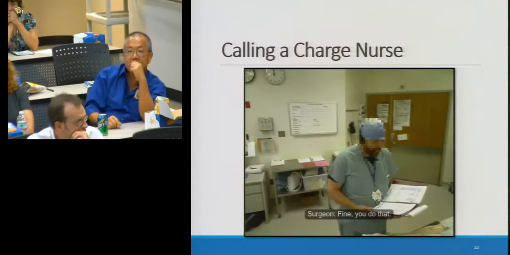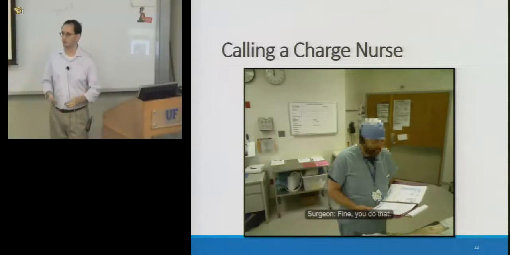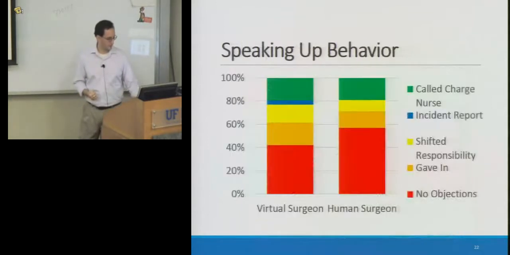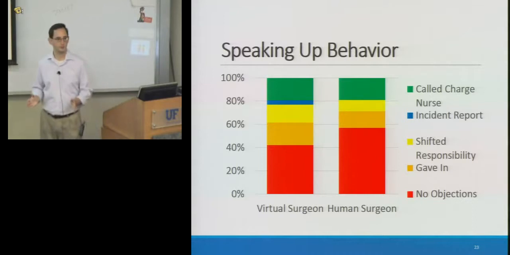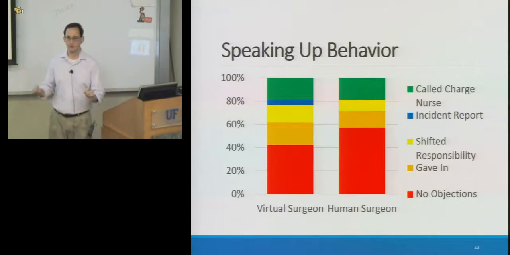So we took steps to try and reduce the variance between the human surgeon and the virtual surgeon. One thing we did was have the human surgeon record the virtual surgeon's speech, so they sounded the same. When we looked at who did what in the different conditions, we found that people behaved very similarly in both conditions. Here we have the virtual surgeon and the human surgeon, showing the percentage of participants who exhibited each behavior. Since we had different numbers of participants, we're showing it as percentages.